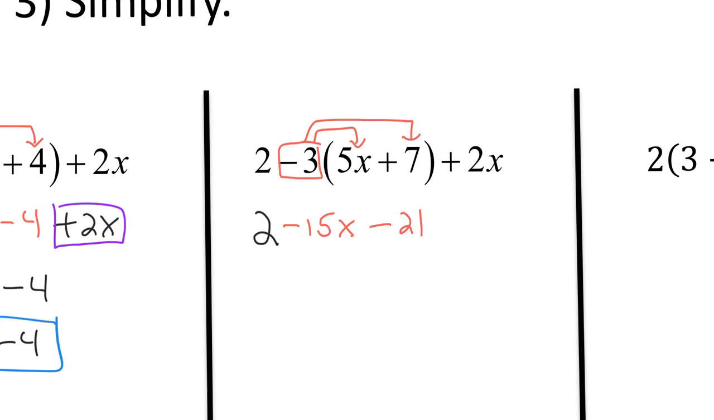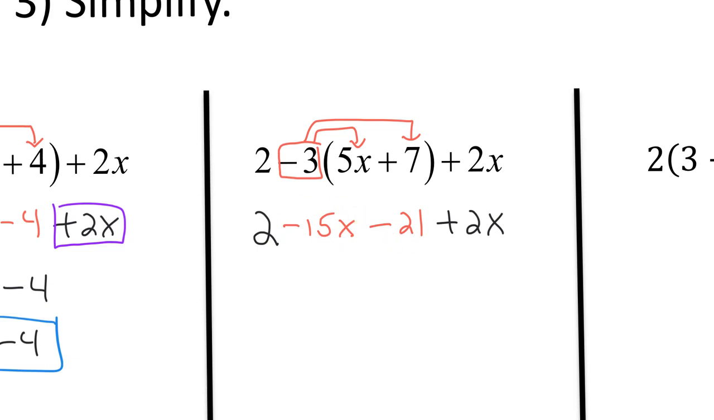And finally, you bring down the plus 2x right here. This 2x is not inside of the parentheses, so you do not multiply. You are going to combine like terms. But remember, the standard form is where you start with the highest exponent of the variables, and then you descend. And the last one usually is the constant. So I do see a constant, 2 minus 21 is a constant, but I do have x's.